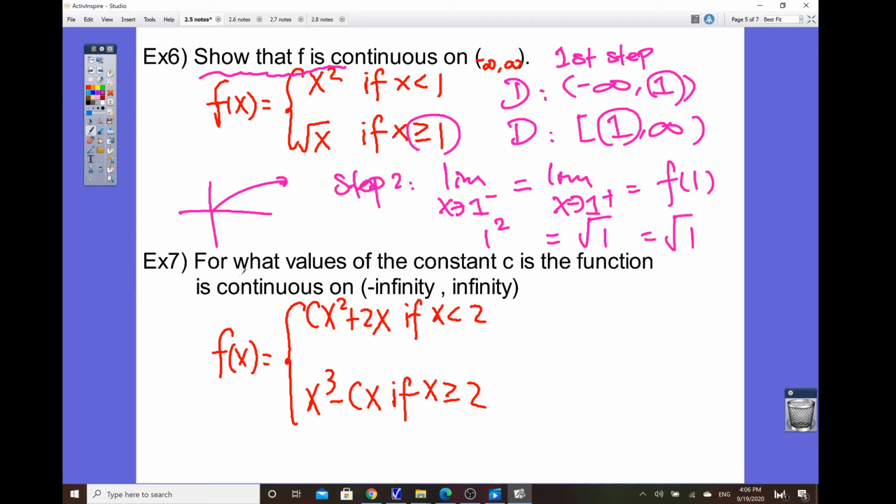Okay, so now what about the next one? For what values of a constant c is the function continuous on negative infinity to infinity? Again, this shows that the limit from the left at 2 must be the same as the limit as x goes to 2 from the right. To show that, we just set the two piecewise functions equal to each other.